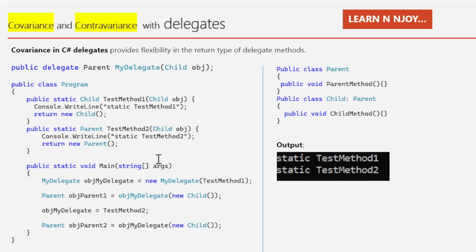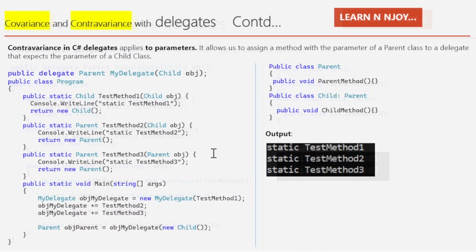Now let's see the contravariance concept with the delegate. What is contravariance in C# delegates? Contravariance in C# delegates applies to parameters. It allows us to assign a method with a parameter of a parent class to a delegate that expects the parameters of a child class. Okay, let's try to understand with the help of examples shown over here.